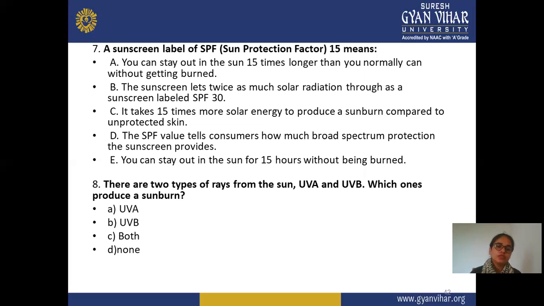And next, the eighth question. These are the types of sun rays from the sun, UVA and UVB. Which produces a sunburn? In this, you can easily select which ray is more harmful or produces sunburn. I already discussed this a few times, and the more dangerous is UVB. So in this question, A is UVA, B is UVB, C is both, and D is none.